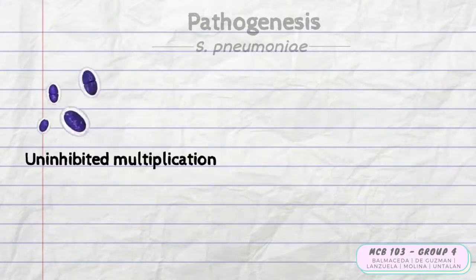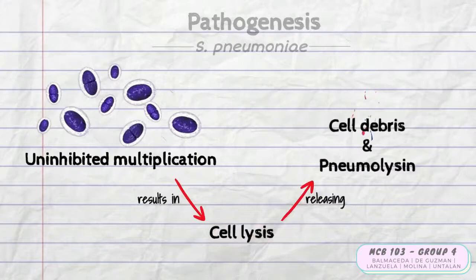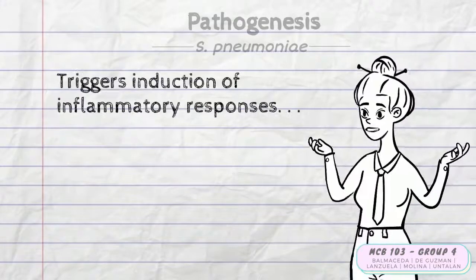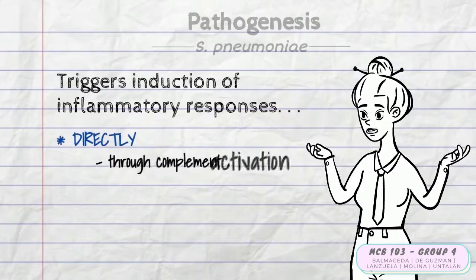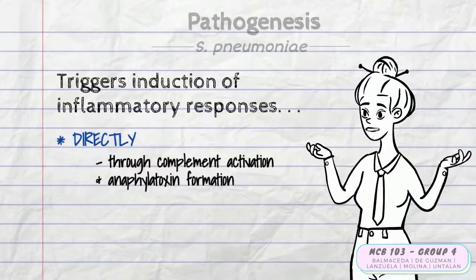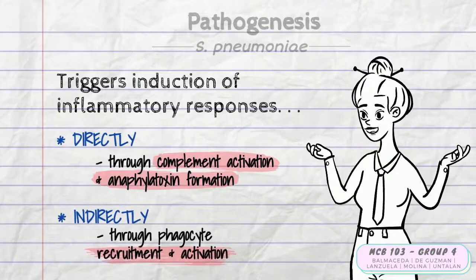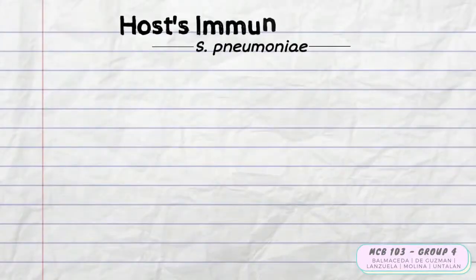Uninhibited multiplication of the S. pneumococci results in cell lysis, releasing cell debris and pneumolysin mediated by the autolysin. Consequently, this triggers the induction of inflammatory responses directly through complement activation and anaphylatoxin formation and indirectly through phagocyte recruitment and activation. Now we proceed to the host immune responses.